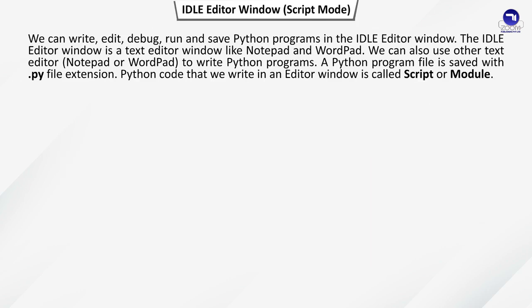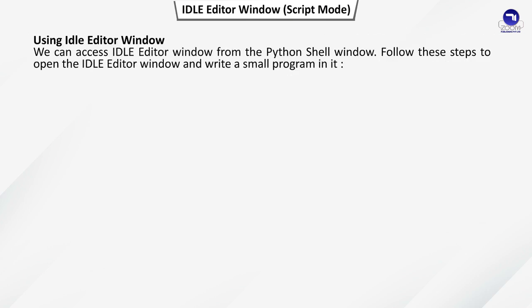IDLE Editor Window, Script Mode. We can write, edit, debug, run and save Python programs in the IDLE editor window. The IDLE editor window is a text editor window like Notepad and WordPad. We can also use other text editors, such as Notepad or WordPad, to write Python programs. A Python program file is saved with the .py file extension. Python code that we write in an editor window is called a script or module.